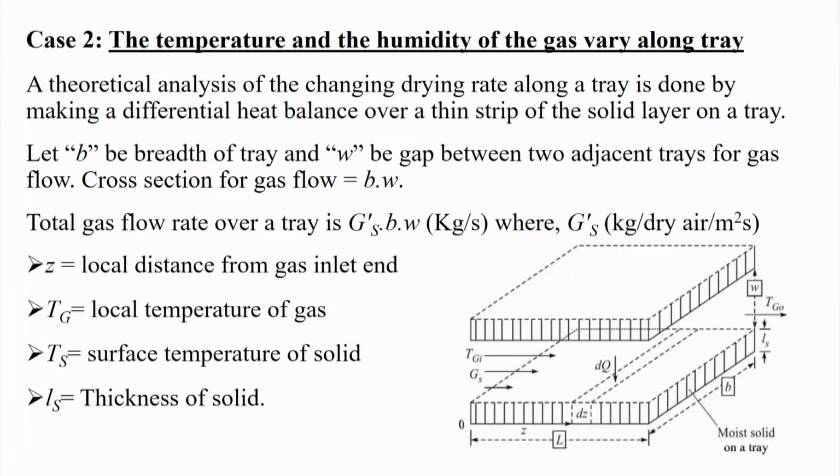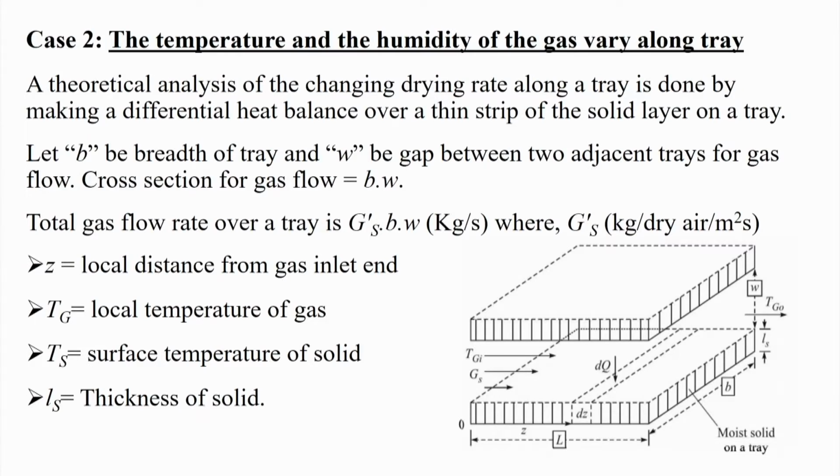Now, the second case we have is that the temperature and the humidity of the gas will vary along the tray. So, a theoretical analysis of the changing drying rate along a tray is done by making a differential heat balance over a thin strip of the solid layer on a tray. Like this, we will be taking one thin strip; suppose this is the tray, we will be taking this thin slice like this. So, this is dz, and the length of this tray we have taken as L.